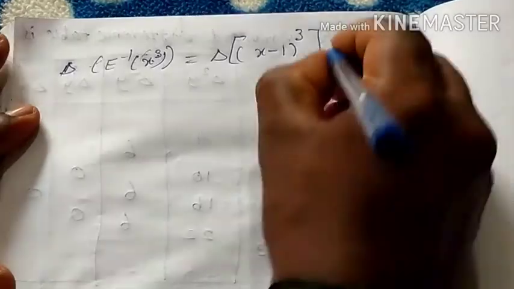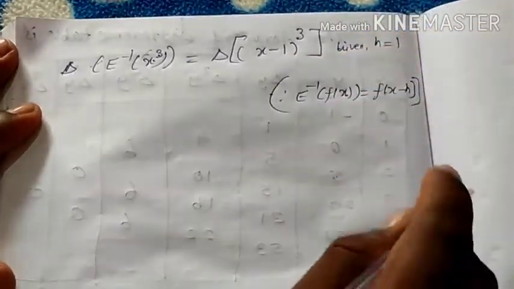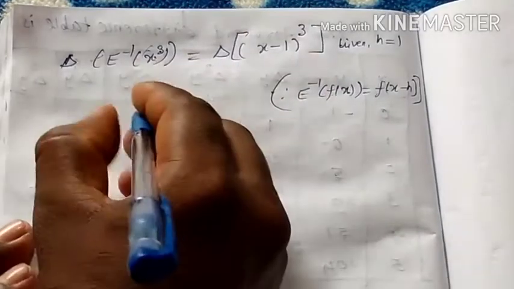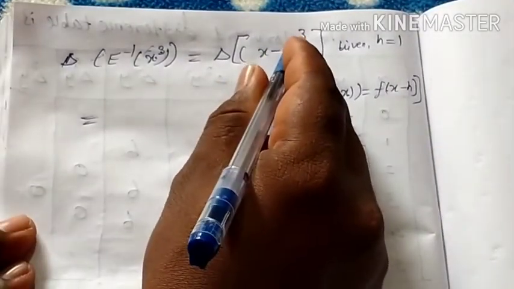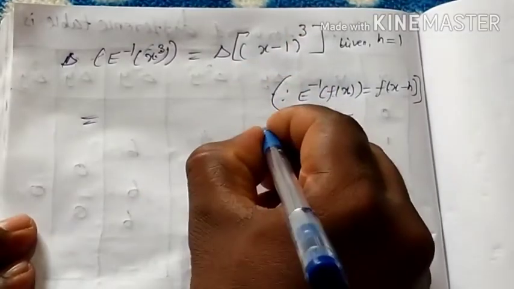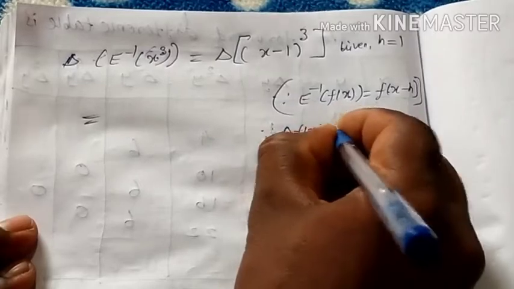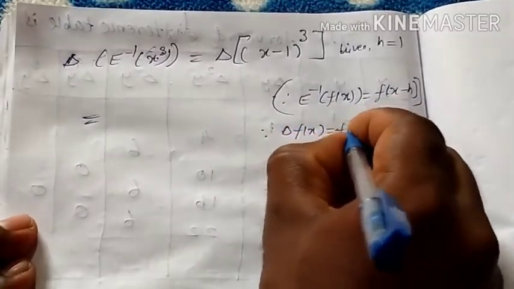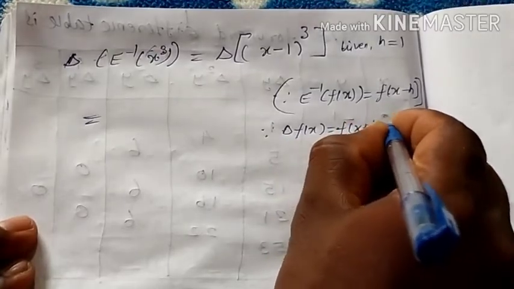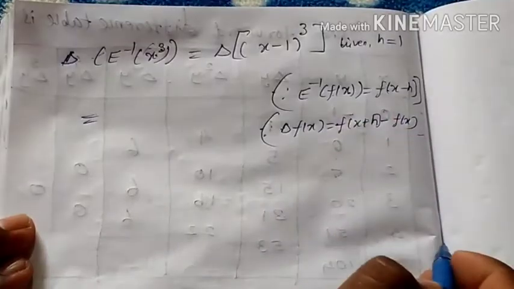Have you understood? Here given h is equal to 1. This is already given in your sum, which is equal to x minus 1 whole power 3. Since the formula delta into f of x equal to the forward difference operator formula, delta into f of x equal to f of x plus h minus f of x. This is your formula, already known.